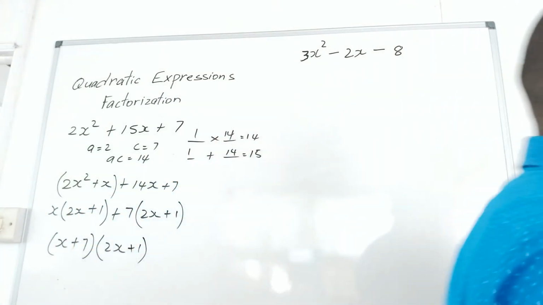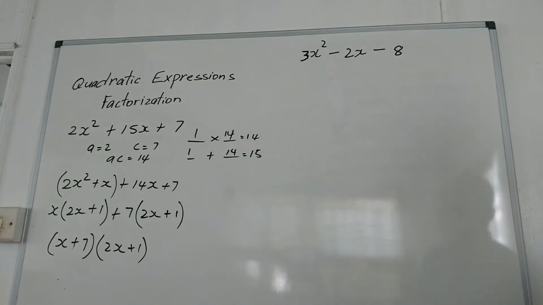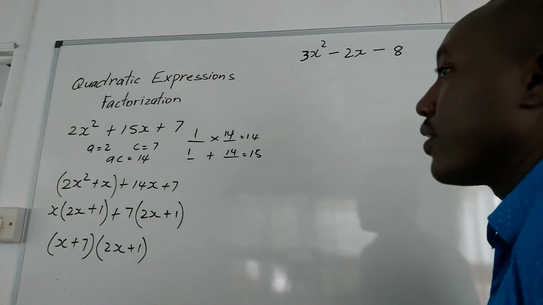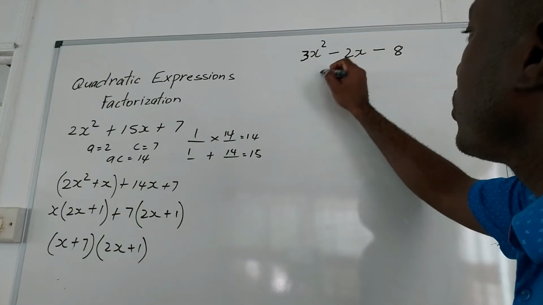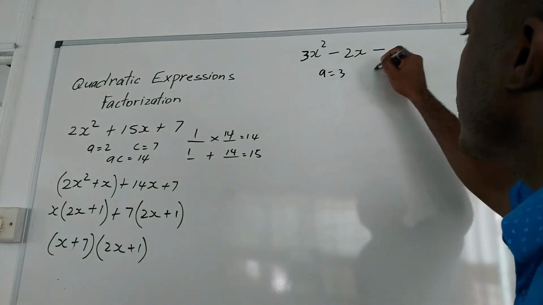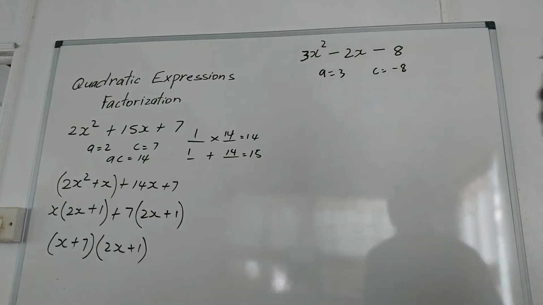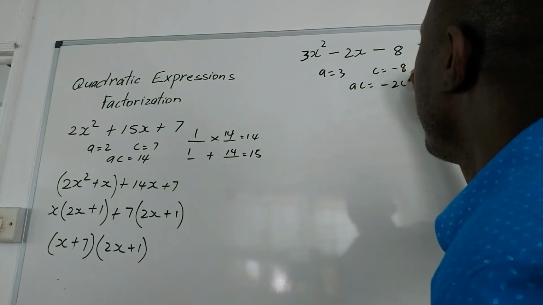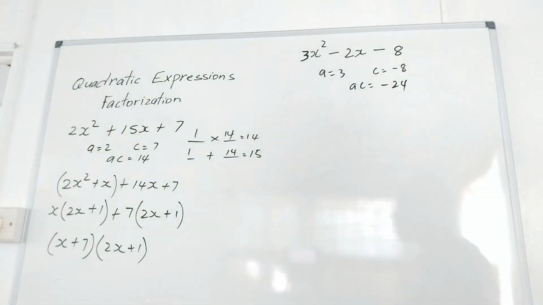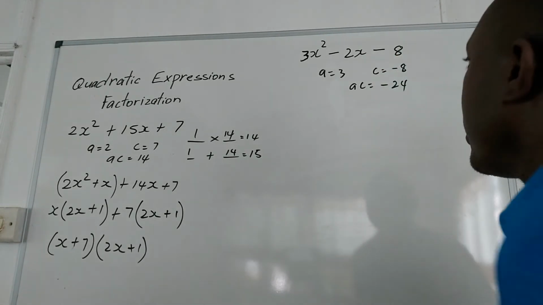Let's try another example here. Here we have 3x squared minus 2x minus 24, minus 8, sorry. So we follow the same steps. We multiply a and c. a is equal to 3, c is equal to negative 8. We multiply 3 and negative 8. Now, 3 times negative 8 will give us negative 24. So we need two numbers. When we multiply, we get negative 24, but when we add, we get negative 2.